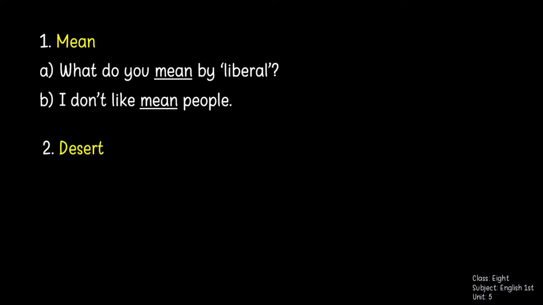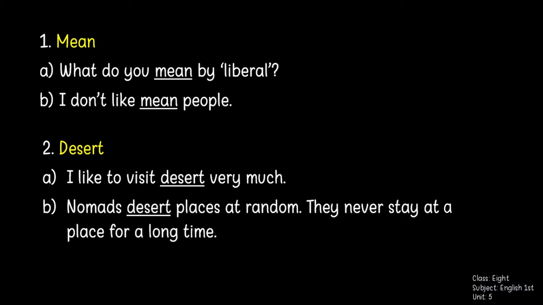Okay, see the next word, desert. Situation one: I like to visit the desert very much. Nomads desert places at random. They never stay in a place for a long time. And the last sentence: death is his desert. In the first sentence, desert means an area where few life forms exist. It is a noun. In the second sentence, desert means to leave. Here it is a verb. In the last sentence, desert means reward or punishment. It is a noun. So death is his desert, that means death is his reward or punishment. Very interesting. Same word, but the meaning is not the same.